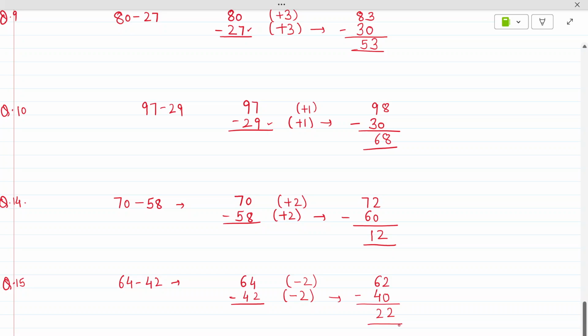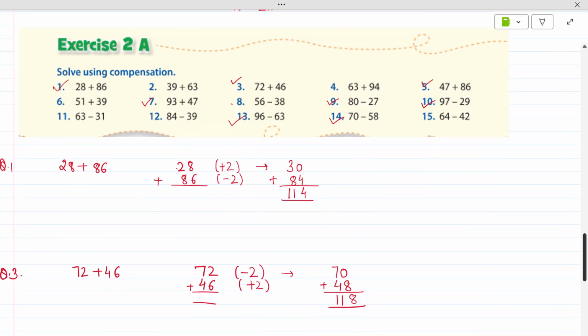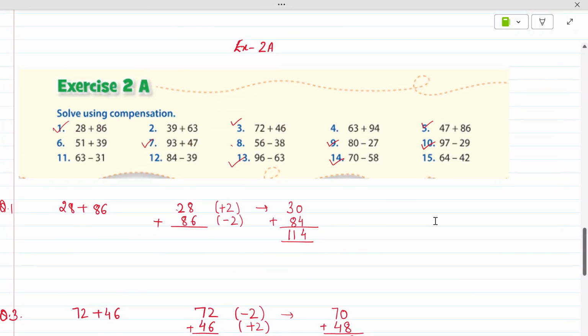Done. Okay, so kids, again you will have to pick up addition and subtraction questions from this exercise. The remaining ones you have to do. And if you face any problems, please email me. I will discuss these questions with you then.